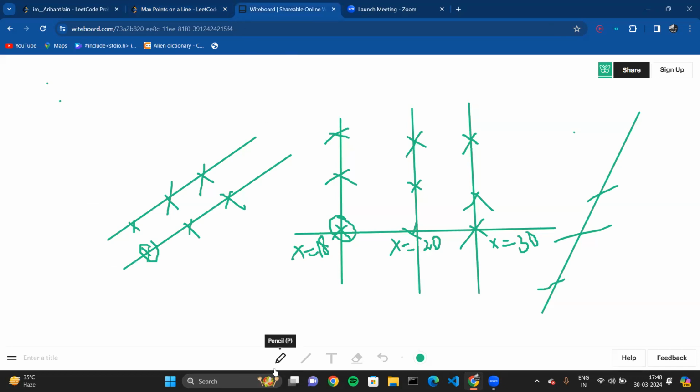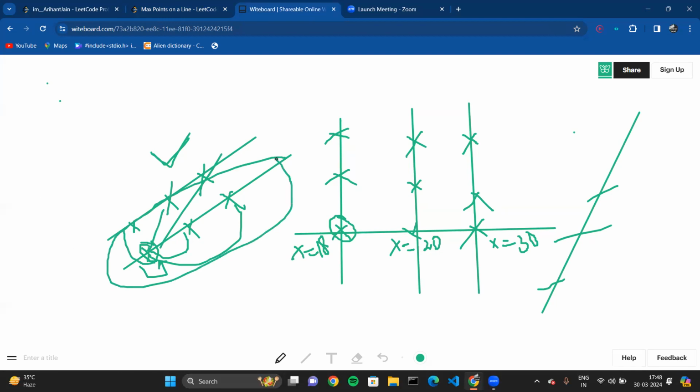Now, instead of just calculating all possible slopes, we will calculate all possible slopes, but for each and every point. For example, let us take this as our example. In this, we will take one particular point, and then we will calculate the slope from this to this to this to this to this. And the maximum times a slope gets repeated, we will take that slope.